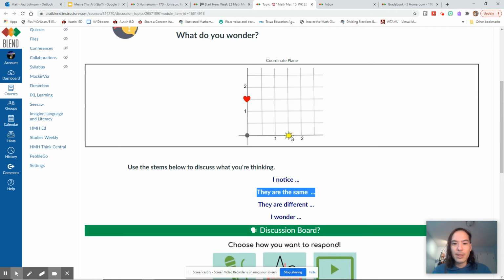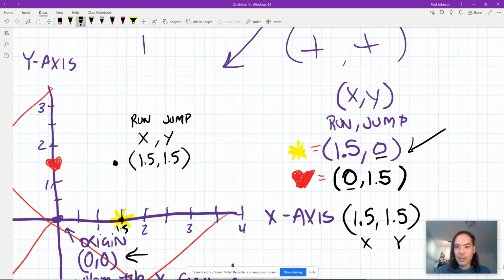All right. So they are the same, as far as the points go. They're the same because they're both at 1.5 on their axis. We have the heart on 1.5 on the y-axis. We have the sun on 1.5 on the x-axis. So they are different because the sun is on the x-axis. So the first coordinate on the x would be 1 5/10, right? The second part of the coordinate would be 0. Remember, the sun was at 1 5/10 as my x and 0 as my y. I ran 1 5/10, I jumped 0.